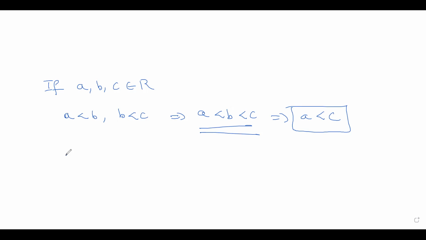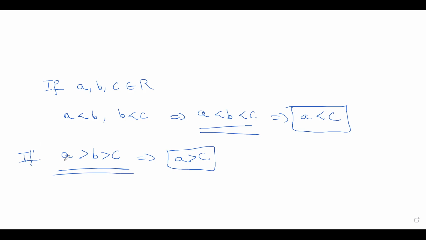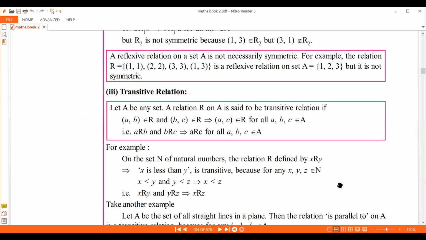Suppose you consider greater than, that is also transitive. Suppose A is greater than B greater than C, which implies I can always say that A is greater than C. So greater than and less than are transitive relations for all real numbers. Now let's move on. It is more or less theory, not problem solving, but logic understanding.